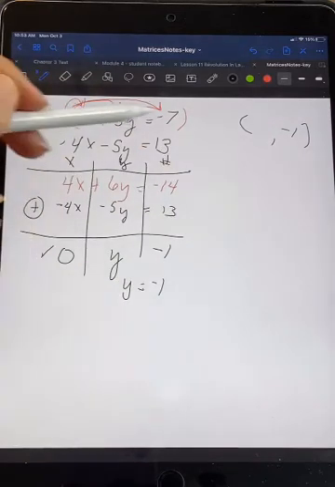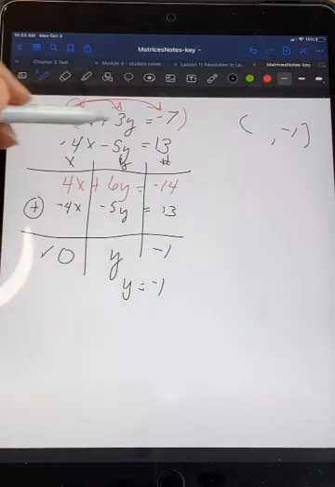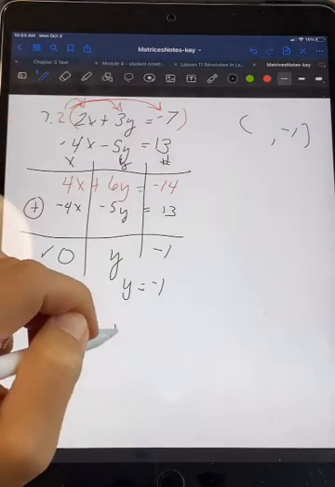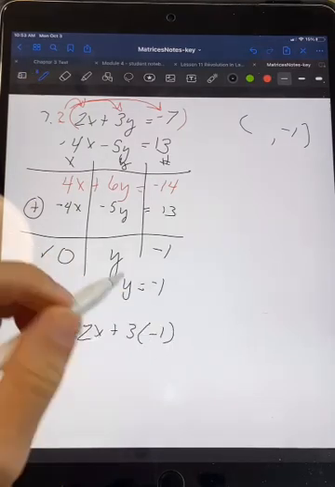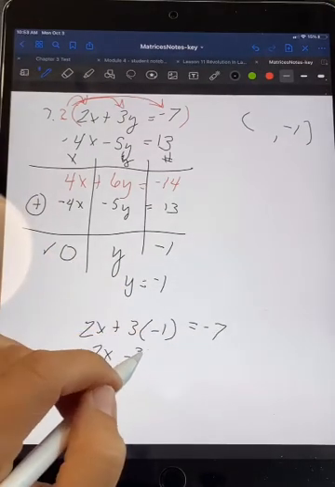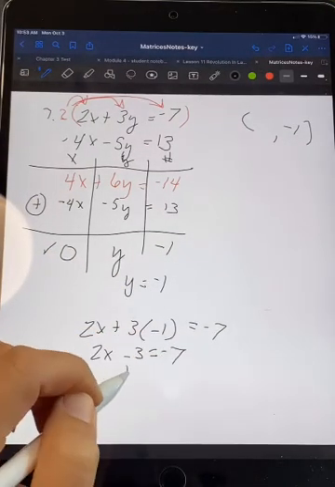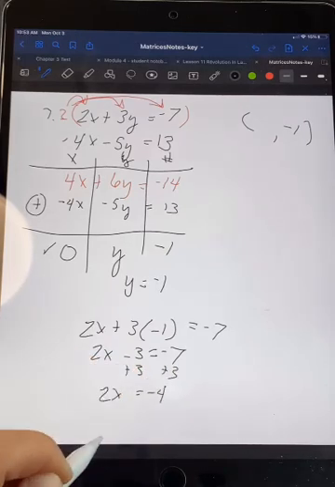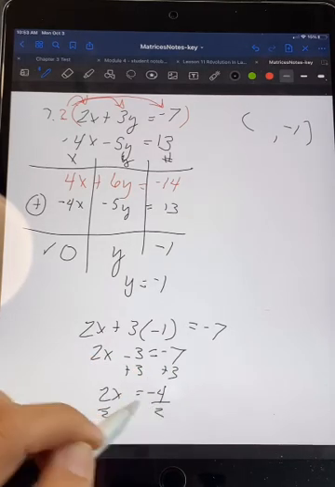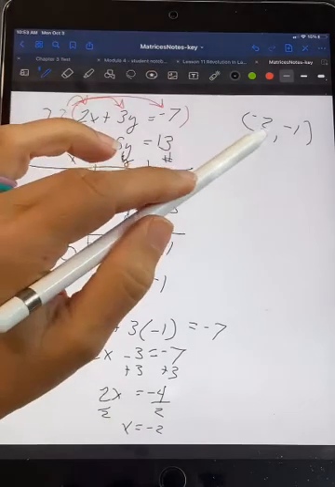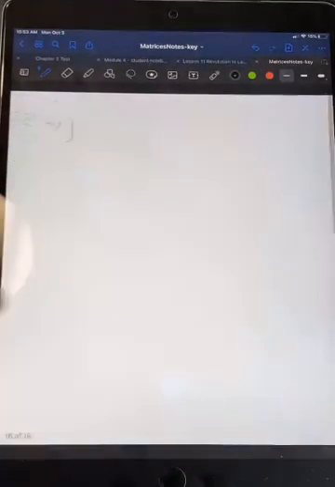Well, we get to choose any one that we want. I'm going to choose this top one because the number's a little bit smaller. So 2x plus 3 times y, which is a negative 1, equals negative 7. 2x minus 3 is negative 7. We add 3 to both sides. 2x is now equal to negative 4. Divide by negative 2, x is equal to negative 2. We're going to plug negative 2 in. So our full solution is negative 2, negative 1.